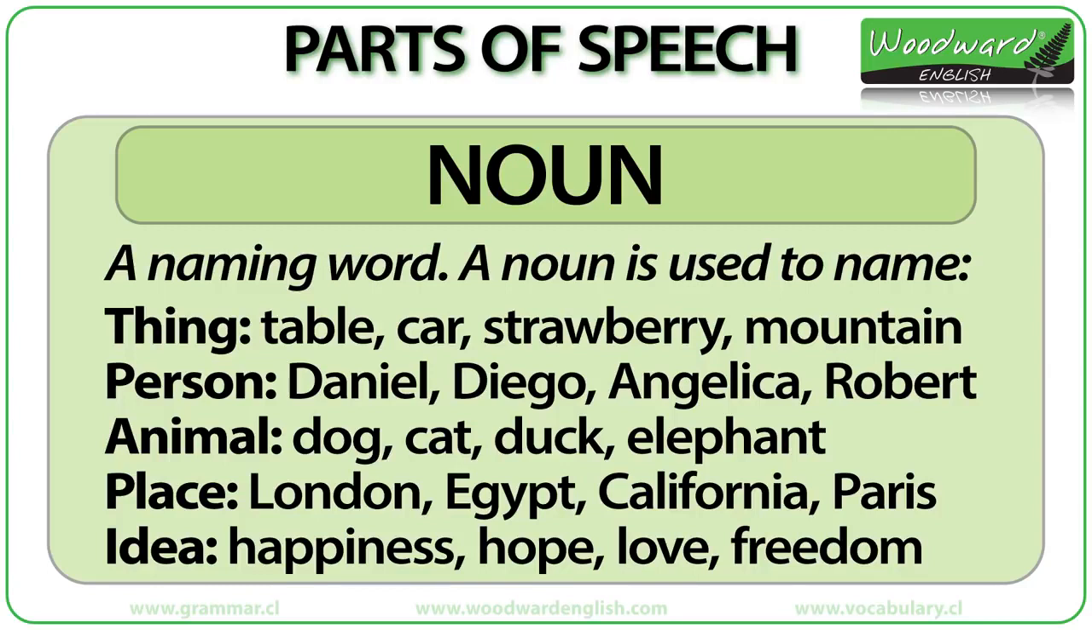We can name a thing: table, car, strawberry, mountain. These are all names of things. We can name a person: Daniel, Diego, Angelica, Robert. We can name an animal: dog, cat, duck, elephant. We can name a place: London, Egypt, California, Paris. We can name an idea: happiness, hope, love, freedom.